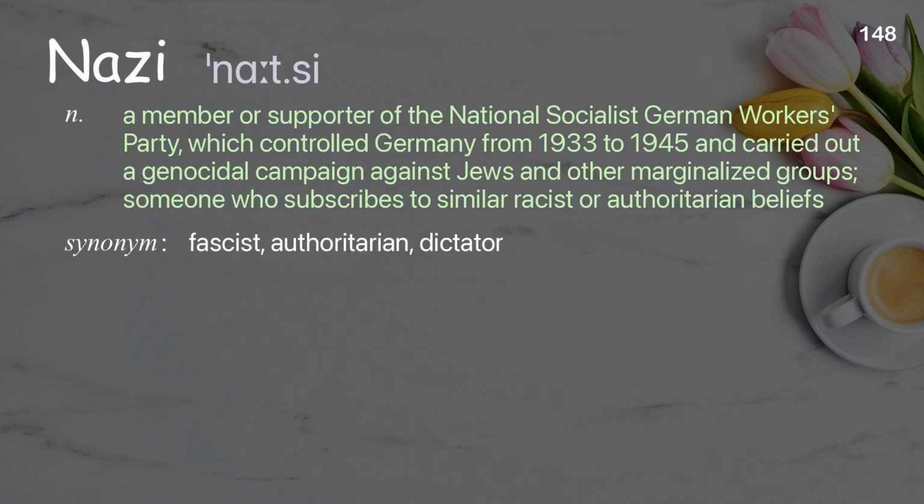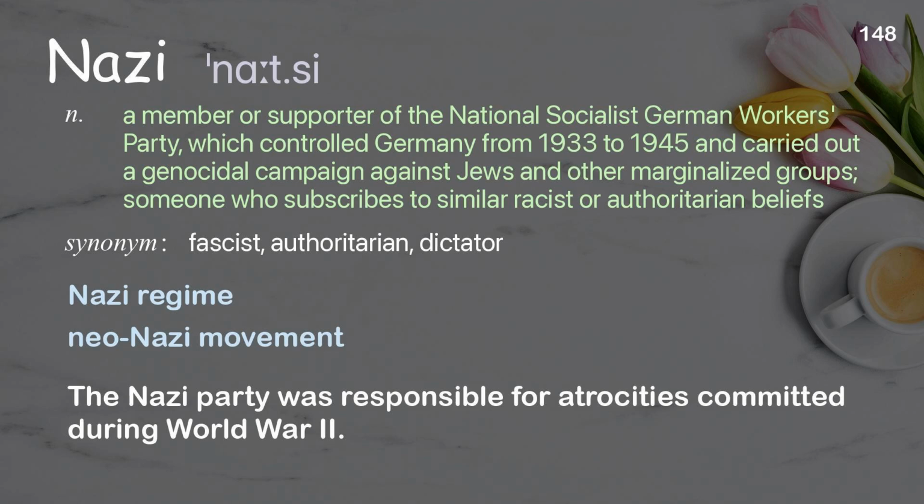Nazi. A member or supporter of the National Socialist German Workers' Party, which controlled Germany from 1933 to 1945 and carried out a genocidal campaign against Jews and other marginalized groups. Someone who subscribes to similar racist or authoritarian beliefs. Examples: Nazi regime. Neo-Nazi movement. The Nazi Party was responsible for atrocities committed during World War II.